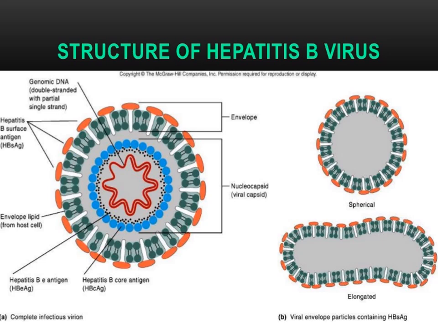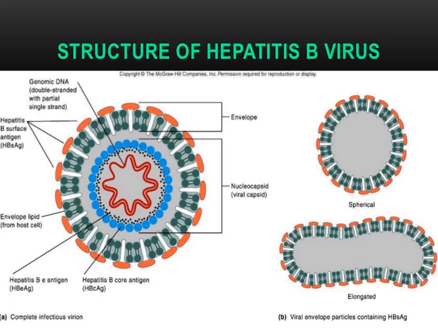Here you can see there is a surrounding envelope. The envelope has been taken from the host cell, but there are also surface antigens: the red-colored spherical portion and the white-colored filamentous portion indicate the hepatitis B surface antigen, HBs antigen. On the right side you can see these structures separately, the spherical portion and the elongated portion. This filamentous portion is only produced by the hepatitis B virus. No other hepatitis virus can produce it.